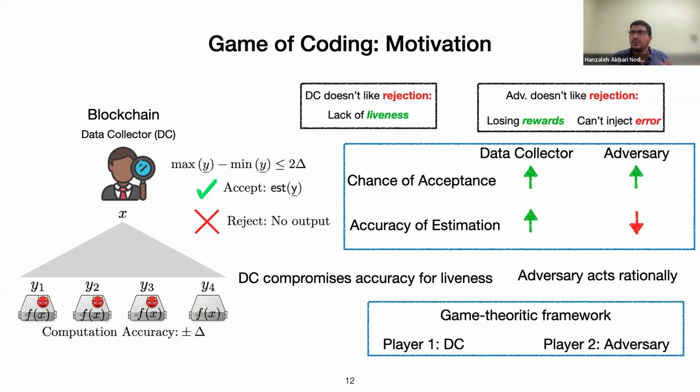All you can do in classical coding, once you have this problem, is not output anything. But we are trying to say something here: if you analyze this problem from the lens of game theory, we may have something which is useful, and we will see that we can keep the system live most of the time. The reason behind that is that the adversary acts rationally, and in order to act rationally, the adversary also has some motivation to keep the system live, and of course it has some motivation to inject some kind of error. And here the data collector can compromise accuracy for liveness.